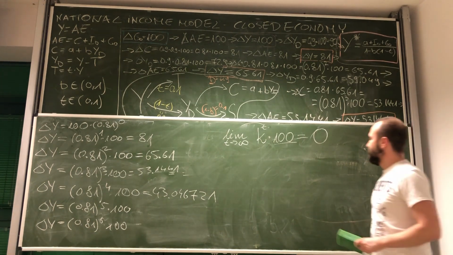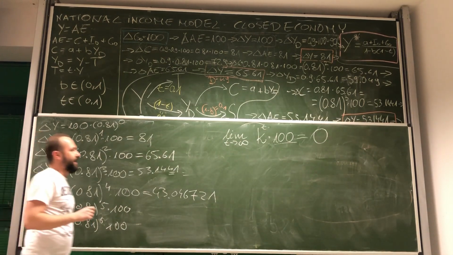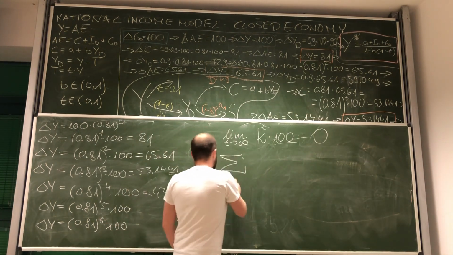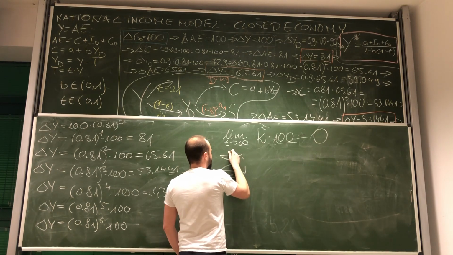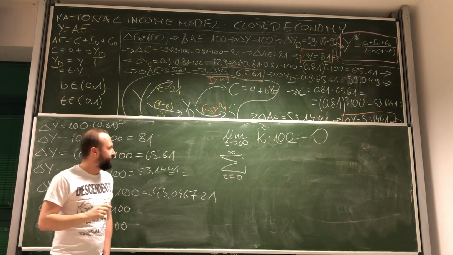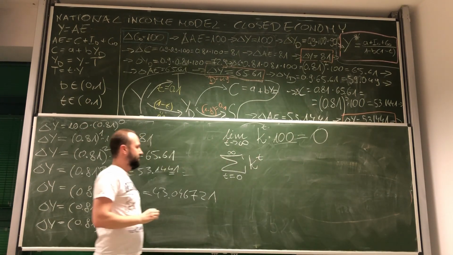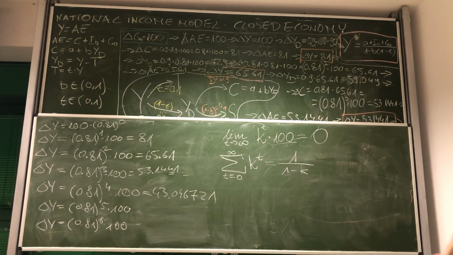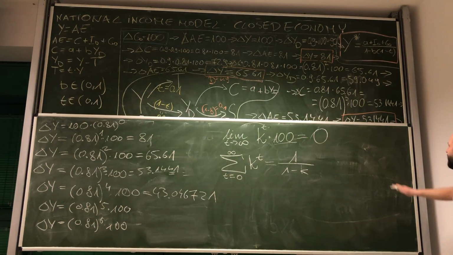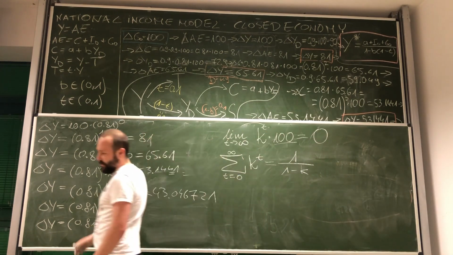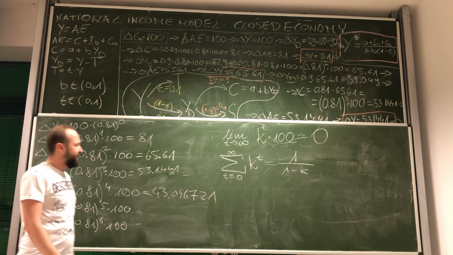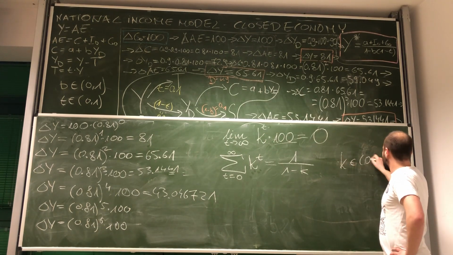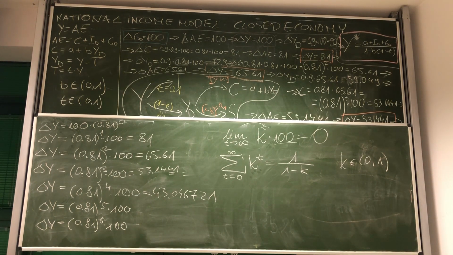But this has broader consequences. Because if I would take a sum going from 0 to infinity of the expression like k to the power of t, this is equal to 1 over 1 minus k. This is the result you've probably seen in your high school mathematics class. This is the formula for the sum of an infinite series, but a very specific series, where we have k that is between 0 and 1. And does this remind us of something?